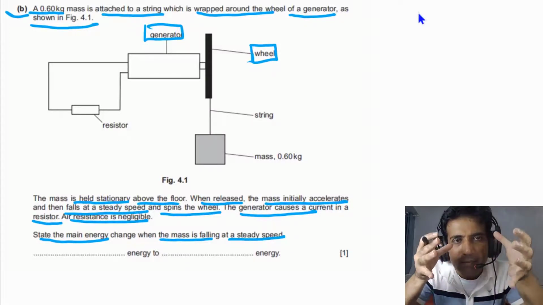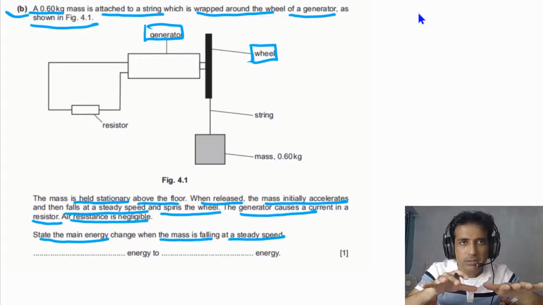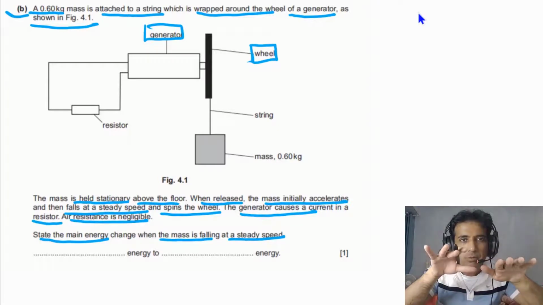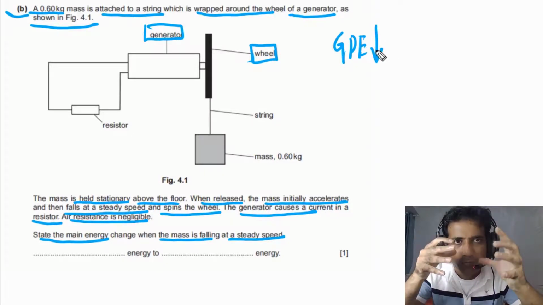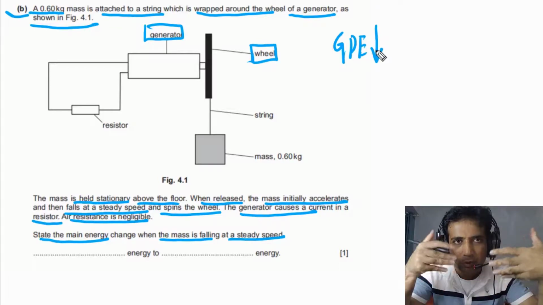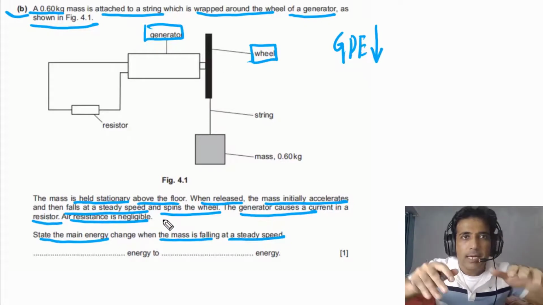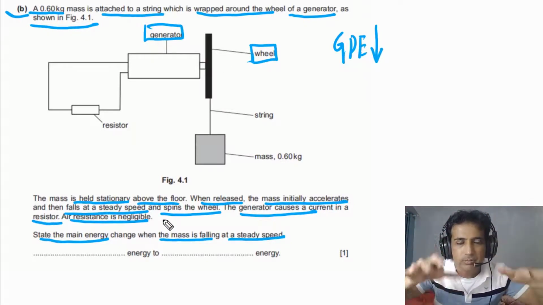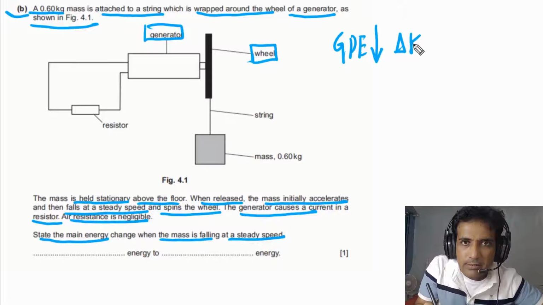Now we need to understand that the mass is falling with constant speed, meaning it is falling at a steady speed. So the mass is losing gravitational potential energy. In this case the mass is losing GPE, so GPE is decreasing. As the gravitational potential energy is decreasing, that energy has to be converted into another form. For this question, it is given that there is no air resistance and the mass is moving at a constant speed. It means there is no gain in kinetic energy and no loss of kinetic energy, so delta K is equal to 0.